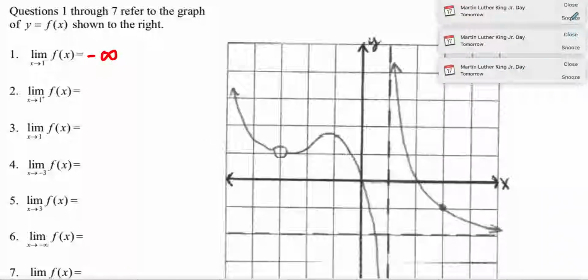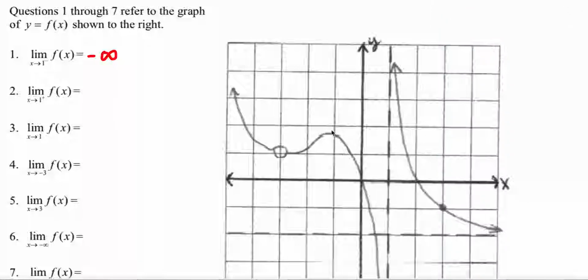How about the next one? Next one will be as x approaches 1 from the right side. From the right side, you see the graph is going up all the way. So that means it's positive infinity.